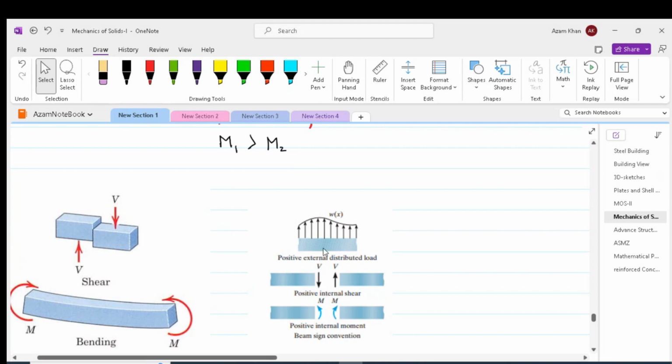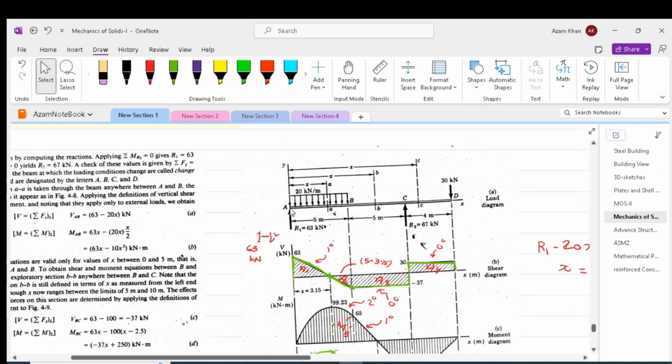Thus, the loads which are facing up will be positive. The positive shear at the left portion of the beam would be facing down, and the positive moment at the left portion of the beam will be in the counterclockwise direction. So the shear force diagram will start right at point A as per our convention. At point A, there is a reaction of 63 kilonewton.